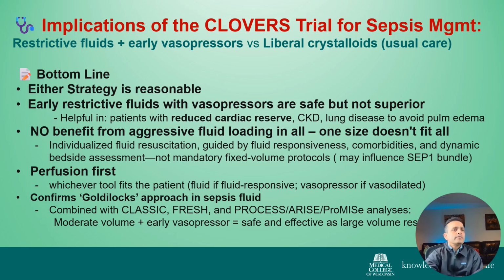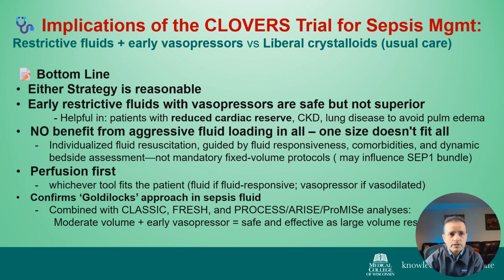So, the implication of the CLOVERS trial. Bottom line is either strategy is reasonable. Early restrictive fluids with vasopressors are safe but not superior. I think that's a reasonable practice in people with reduced cardiac reserve, somebody with advanced CKD, like hemodialysis patients, or somebody at risk for pulmonary edema. And there is no benefit from aggressive fluid loading in all.